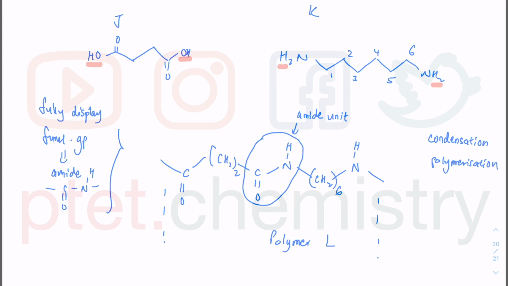Fully display the amide unit. I have gotten the CH2 twice for the butane dioic acid there. I've gotten the CH2 6 times for the hexane-1,6-diamine there. And I think that's it for that 18 mark question number 6.